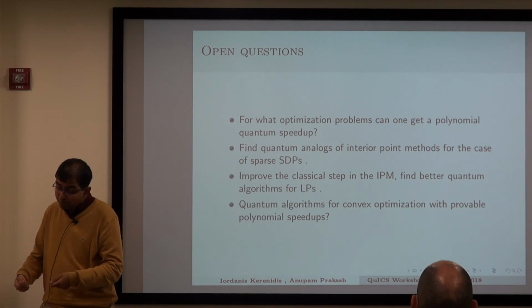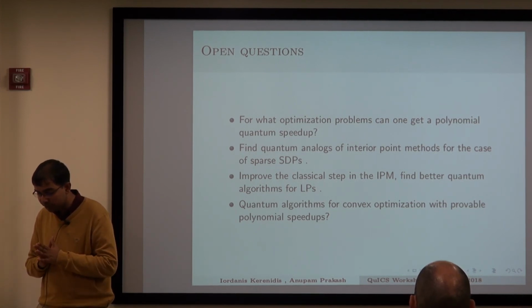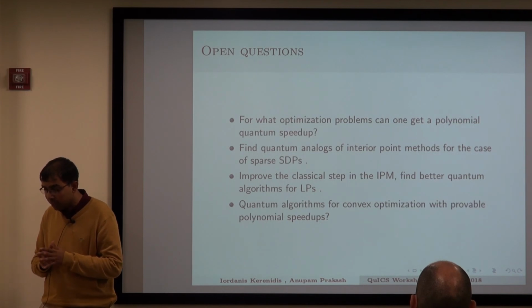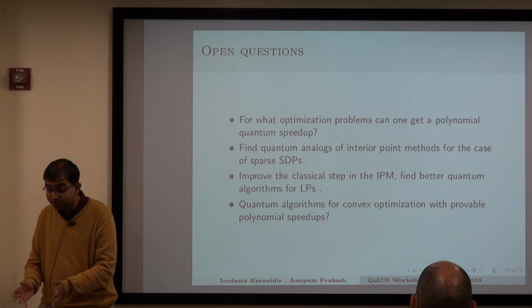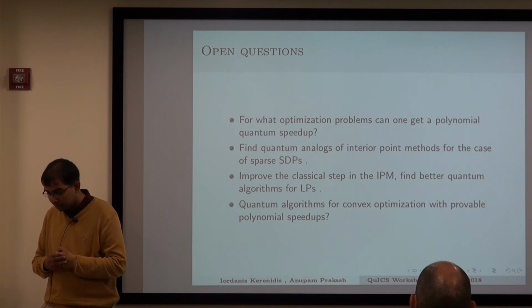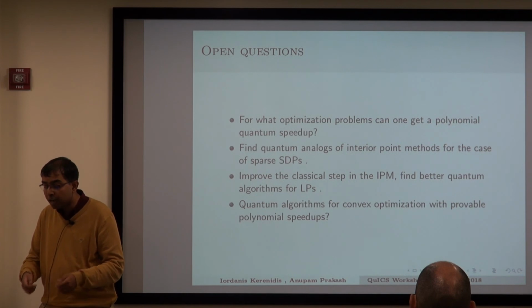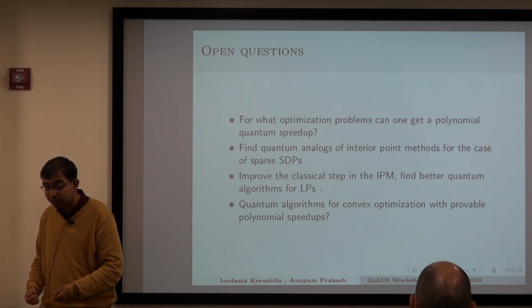So for what optimization problems could one hope to get a polynomial quantum speedup? That seems to be a very interesting question. For this one, we would like to see what the condition number dependence is for practical cases of the interior point method, because we have a large kappa cubed in the running time. Another question is to find quantizations of other optimization algorithms, for example, the interior point methods for the case of sparse SDPs.